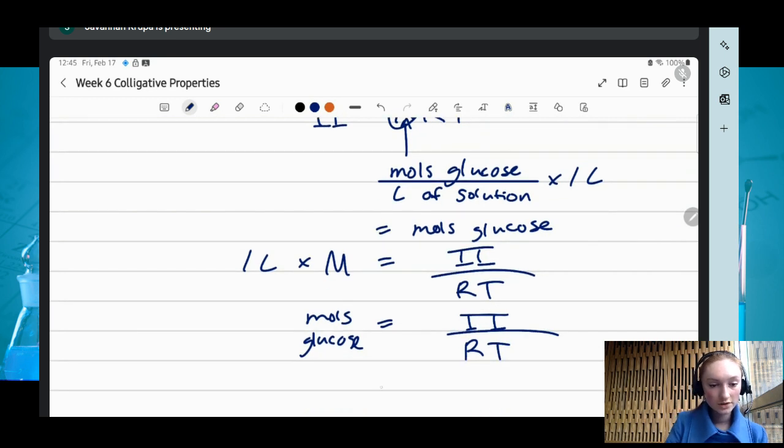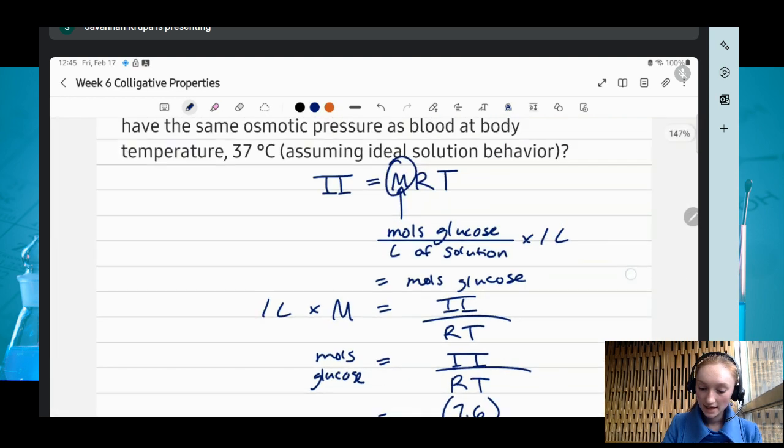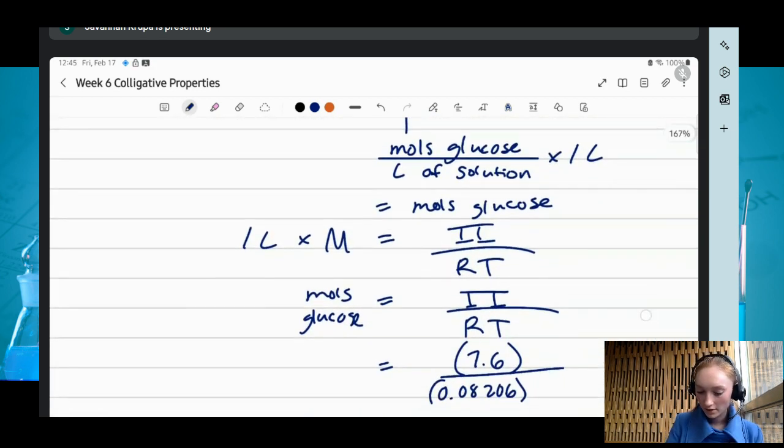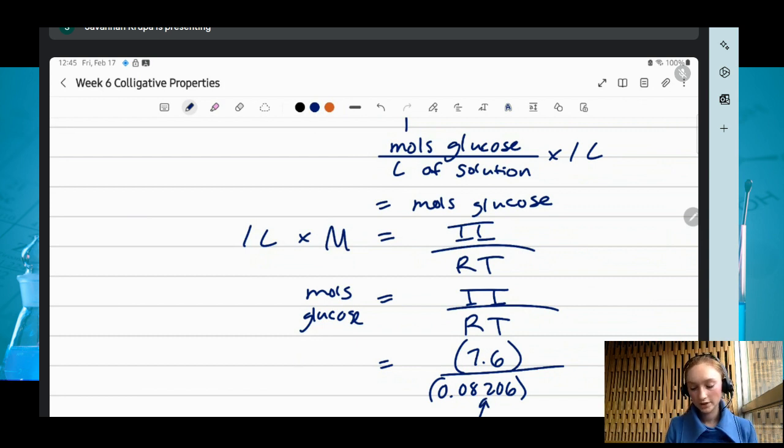And so the osmotic pressure that it gave us in this problem was 7.6, and the R constant is going to be 0.08206. The 7.6 is in units of atmospheres, so just make sure the R constant that you use is also in pressure units of atmospheres within it. And then we need to multiply by the temperature, and because the problem gave us Celsius, we need to convert it to Kelvin. So 37 degrees Celsius, and then we need to add the 273.15 to get it into Kelvin.